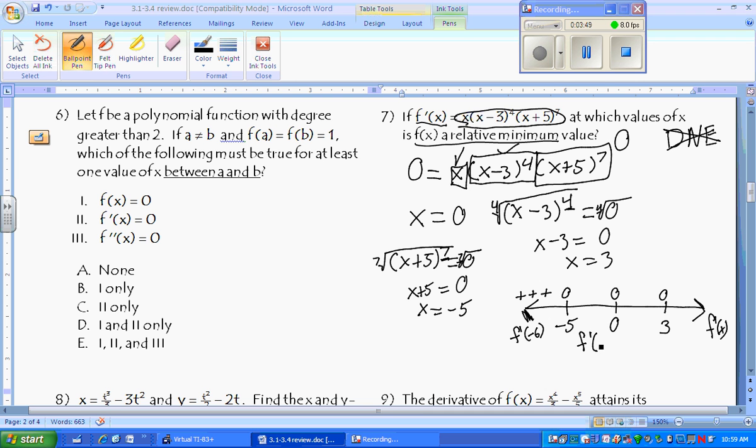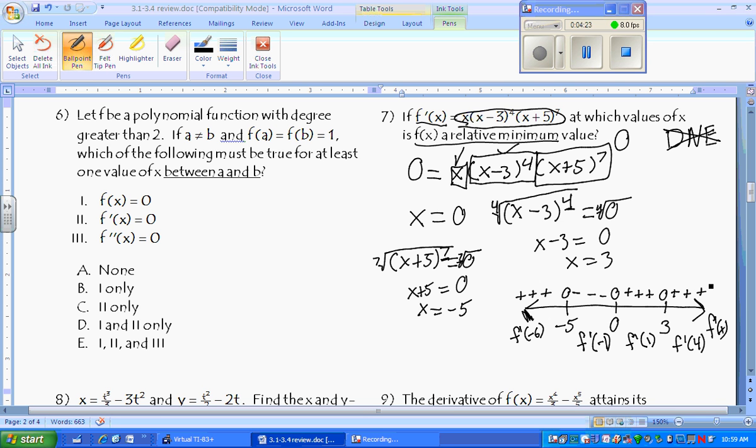So f of negative 1 will work for between negative 5 and 0. And that comes up with a negative value. The next one we're going to plug in is f of 1, because that's between 0 and 3. And that gives us a positive value. And then f of 4, because that's above 3. And we're going to come up with a positive value again.